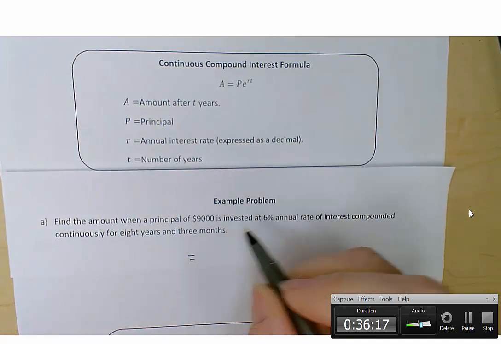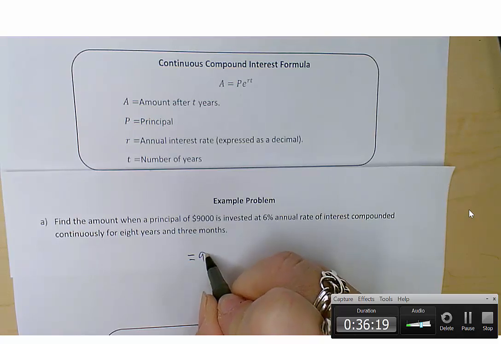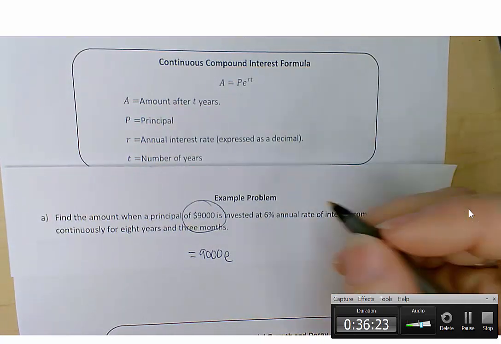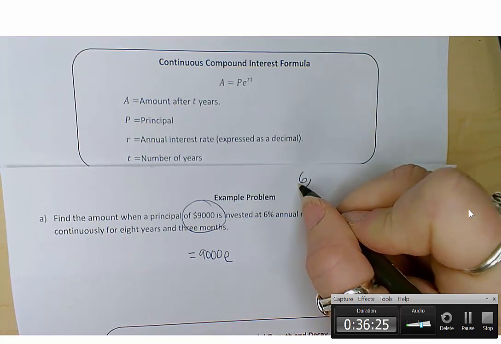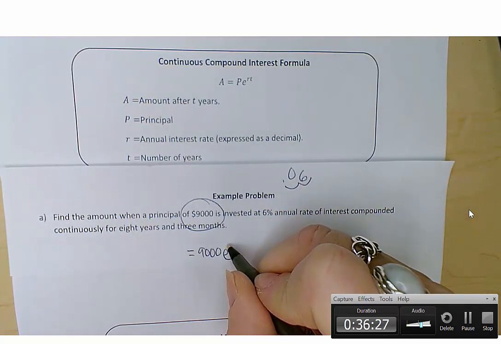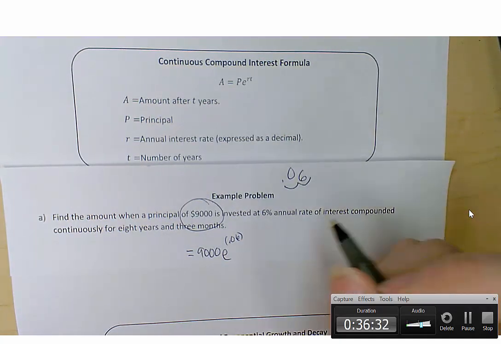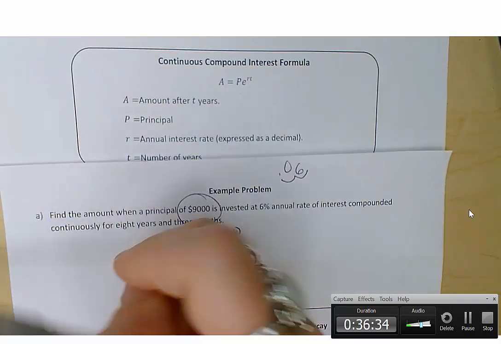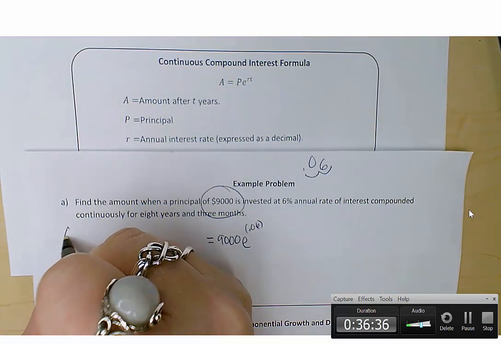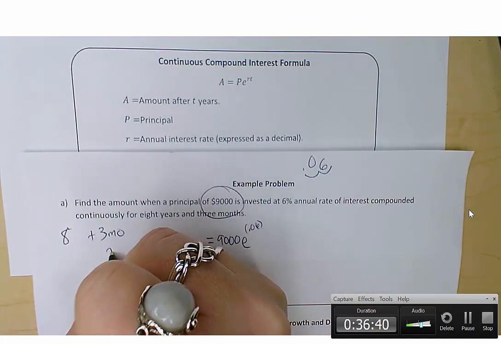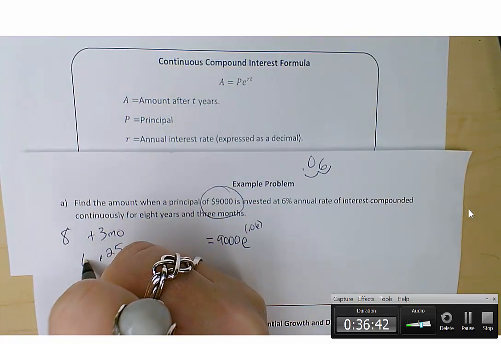So going straight into this problem here, it looks like our principal is $9,000 times e to the rt power. So if we take 6% as a decimal, that is 0.06 times our time, which is 8 years and 3 months. So again, that is 8 years plus 3 months. 3 months is 1/4 of a year.